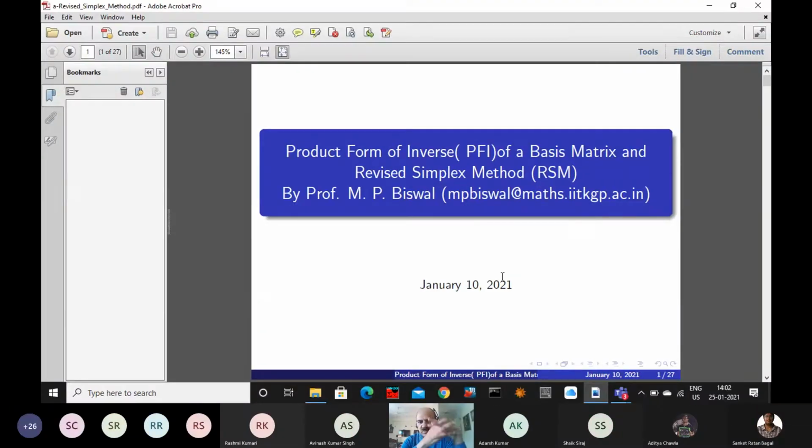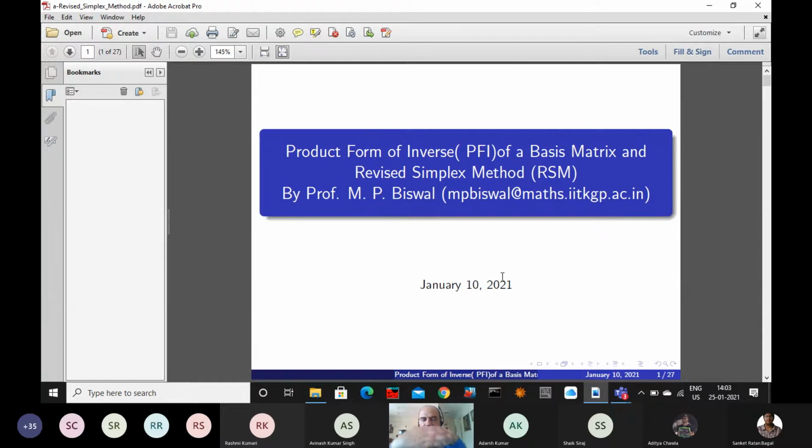Today we'll discuss the revised simplex method. So why is the name revised? Actually, it is the simplex method. Generally, when we solve a system of linear equations in the simplex method, we use the inverse of a matrix. We compute the inverse of the matrix and we solve the system. So in every iteration we are solving a system.